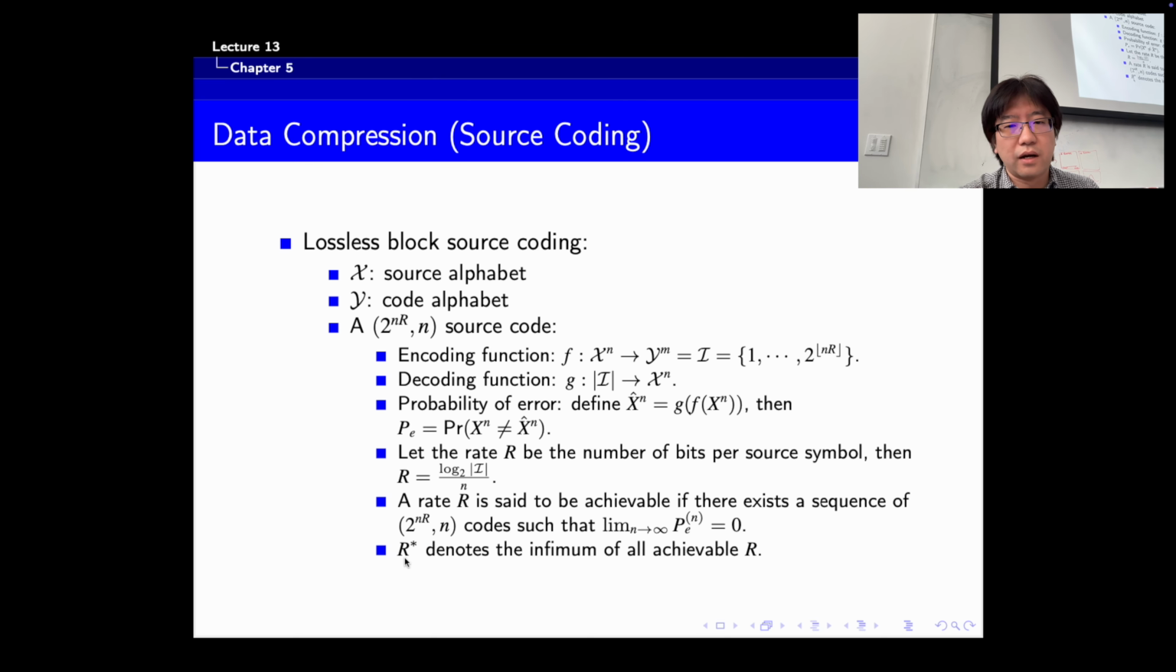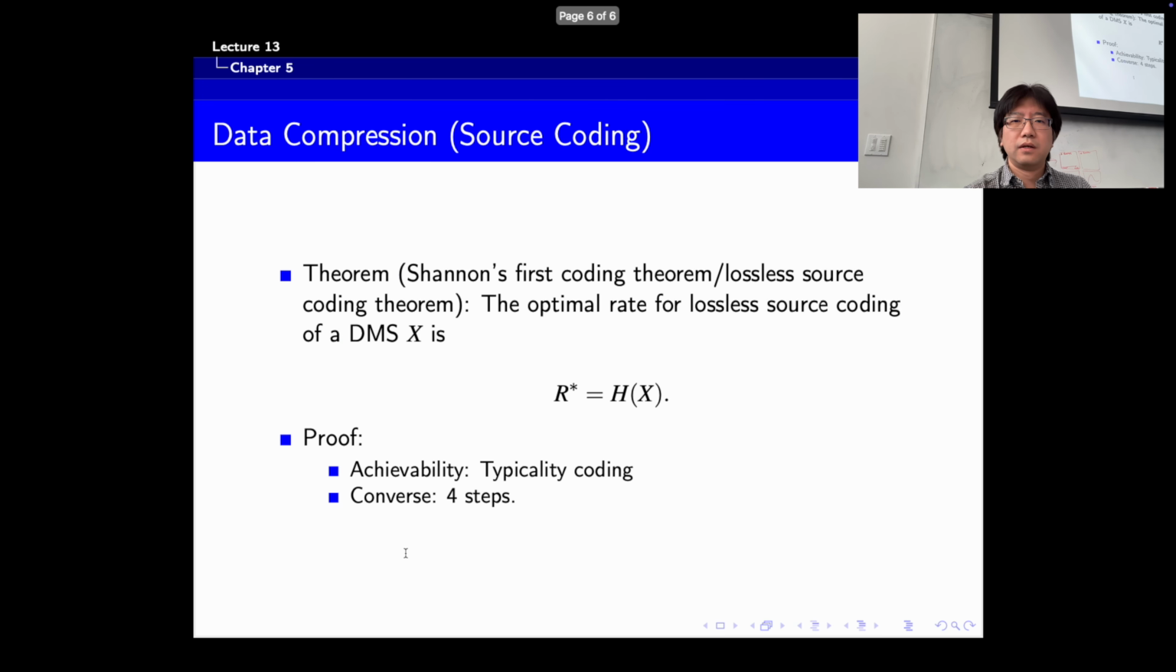We define R star as the infimum of all the achievable R's. Here we need to be more careful about the infimum. It's not the minimum. The difference between minimum and infimum is that the infimum may not be achievable for finite n. The difference is always an epsilon. So it basically means that as long as we can show that R plus epsilon is achievable, then we say it's achievable.